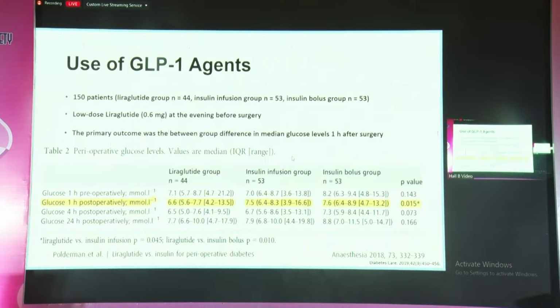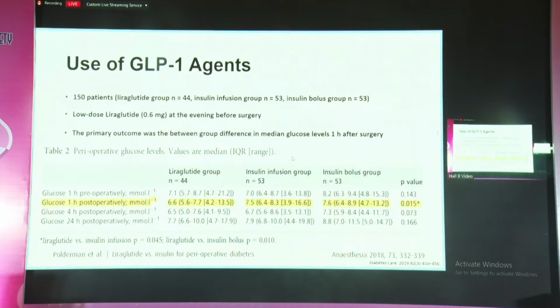Now, regarding GLP-1 receptor analogs, several small studies have indicated that during cardiac surgery or a cardiac event, infusion of native GLP-1 or a GLP-1 receptor analog may protect the myocardium. However, these are all pilot studies. One of the clinical pilot studies, which I have given as an example here, comprised 150 patients in 3 groups. One group received liraglutide 0.6 milligram the evening before surgery. The other 2 groups received insulin infusion and insulin bolus respectively.